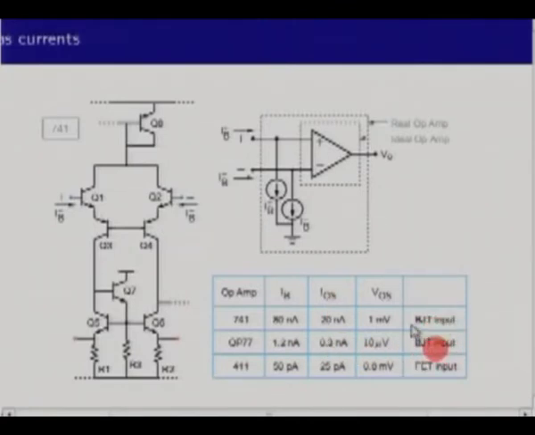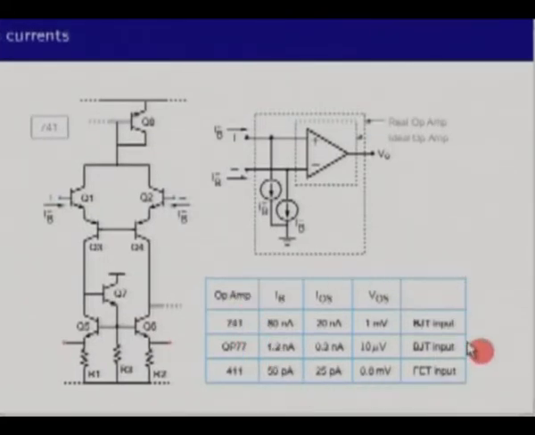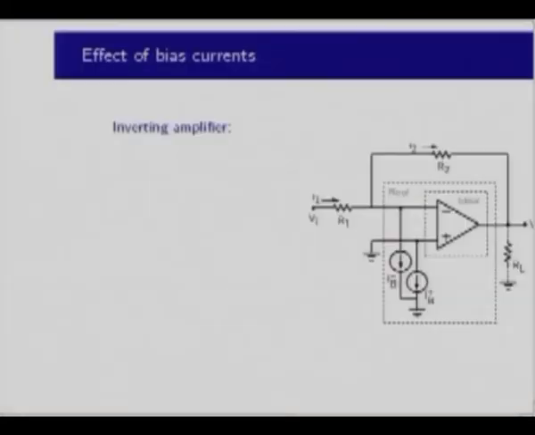So these two have BJT inputs, and if you want a really low input bias current, you can go for a FET input op amp, and it's a 411 that has got a bias current of just 50 picoamperes, and that of course has to do with our JFET lecture yesterday. The JFET has got a reverse bias PN junction at the gate, and therefore the currents are very small. So it's good to at least give some idea to the students that op amps with various specs are available in the market.